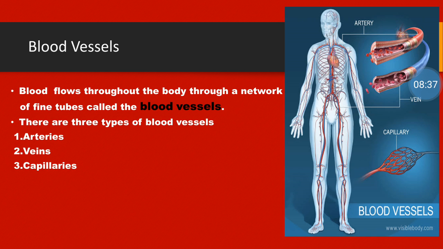There are three types of blood vessels. They are arteries, veins and capillaries. Now you can have a look at this picture over here, this diagram. In that it shows that the red color which is being marked is the arteries, whereas the blue color is the vein. That is to help you understand the difference between the arteries and veins. They are marked in these colors.